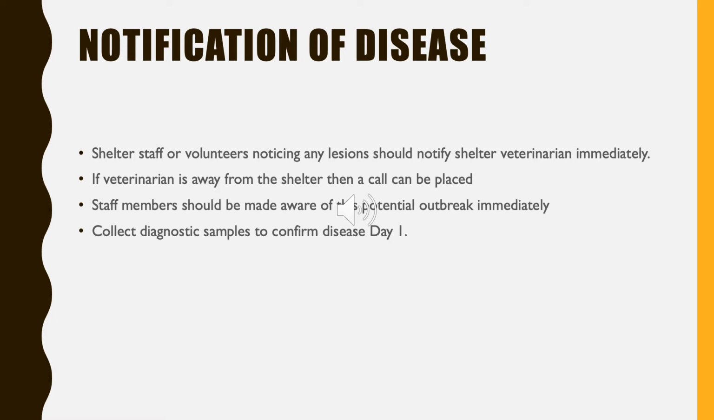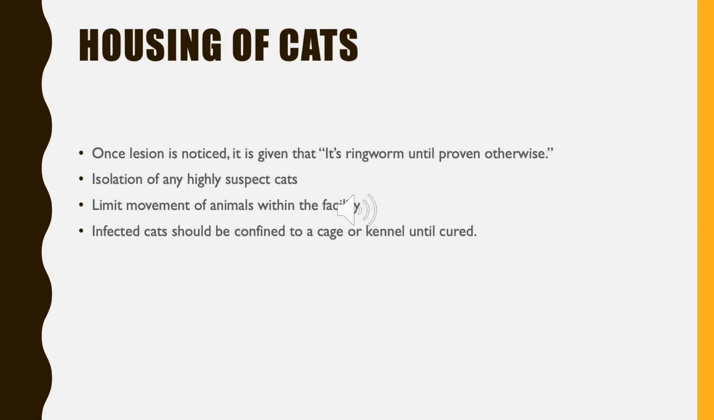This cat or cats should be isolated and all staff members made aware of this potential outbreak. All shelter cats should have diagnostic samples collected that day to confirm the infection. Shelters have the responsibility to protect the staff, volunteers, and public from zoonotic diseases. Once a lesion is noticed, it is given that it's ringworm until proven otherwise.